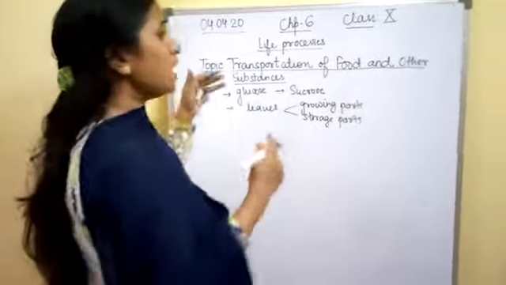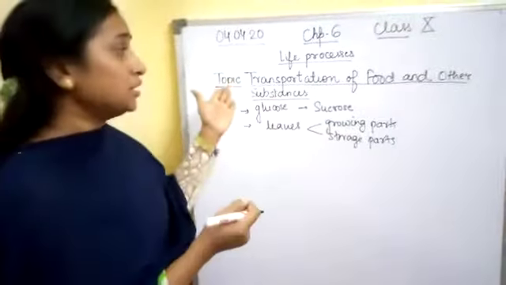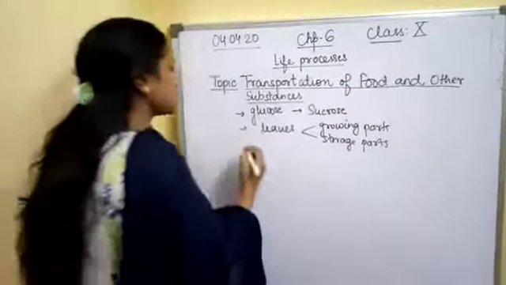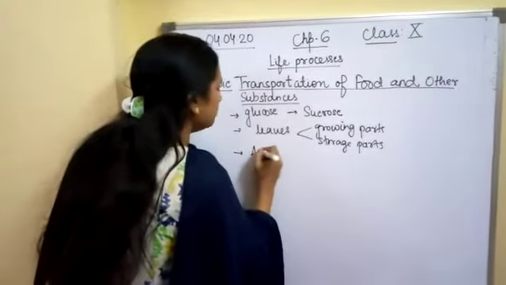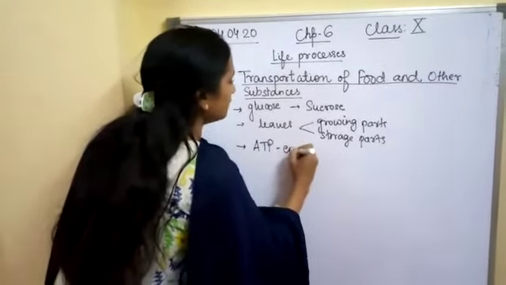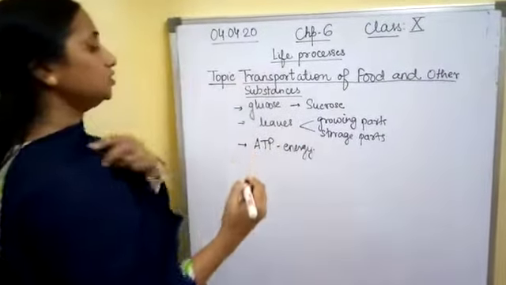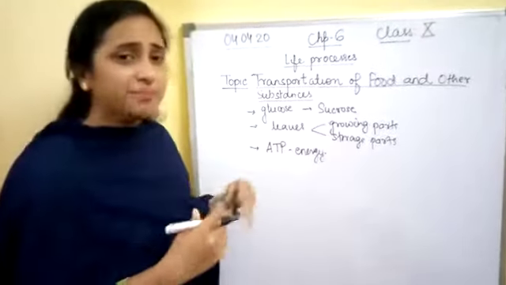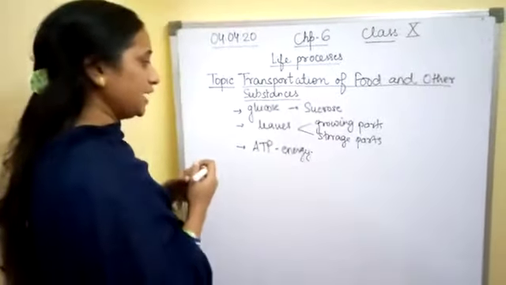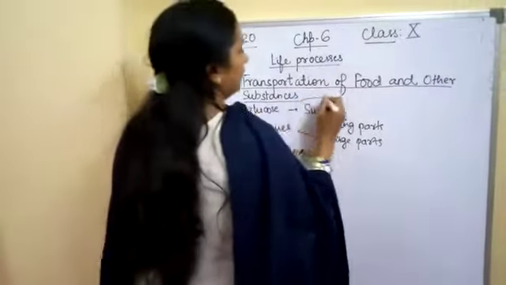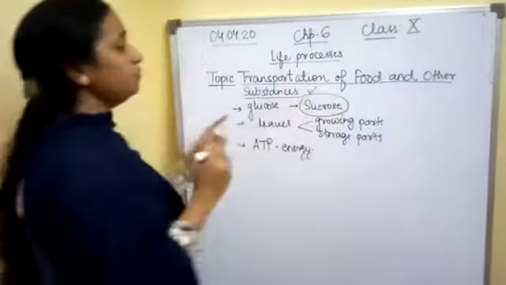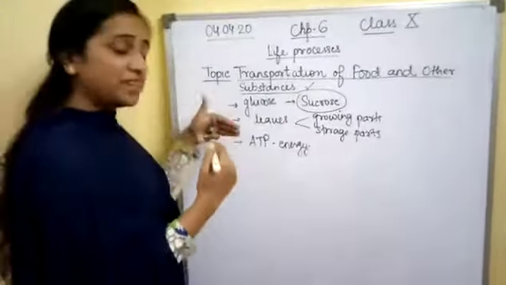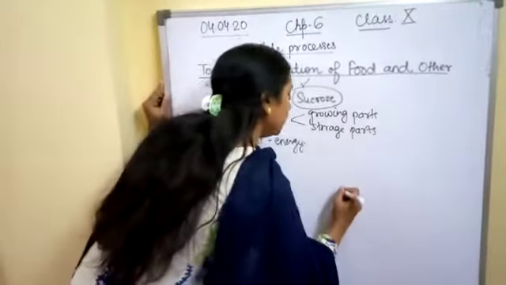And how will they move? As compared to the xylem, where the water being transported did not require any energy, this glucose will require energy, that is the ATP. So this transport of food requires ATP, but in the xylem there is no expenditure of ATP taking place. So it will move in the form of glucose from the leaves to the different parts.